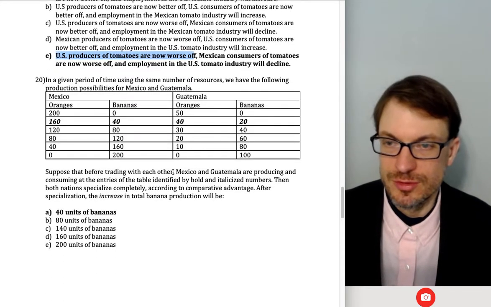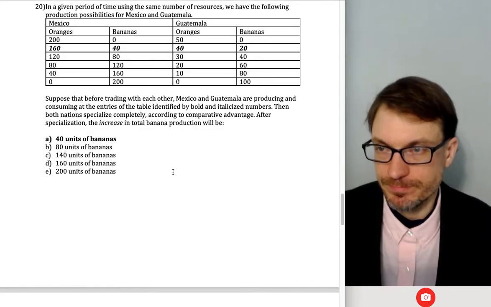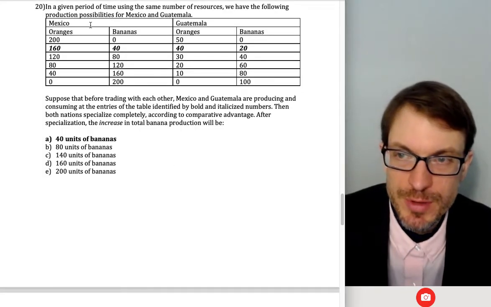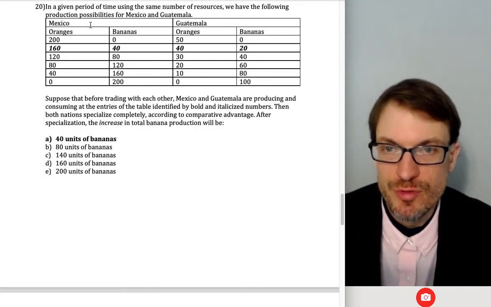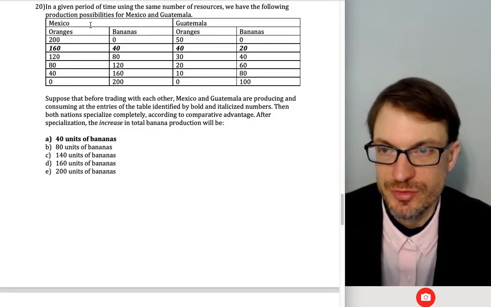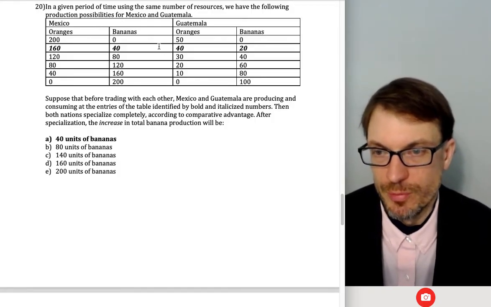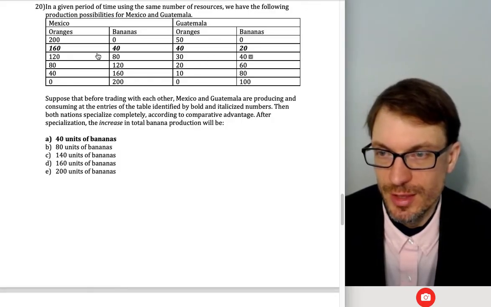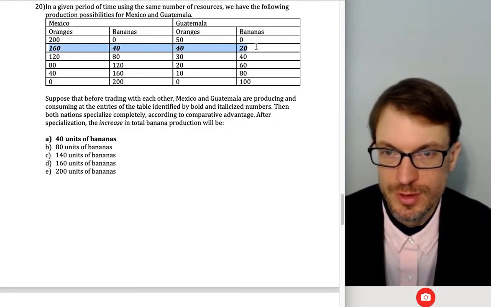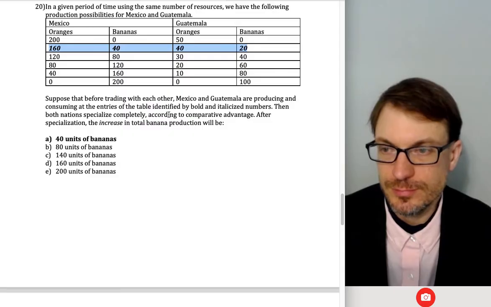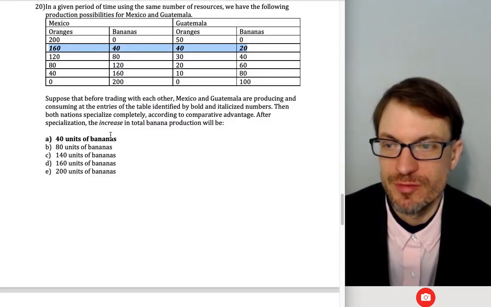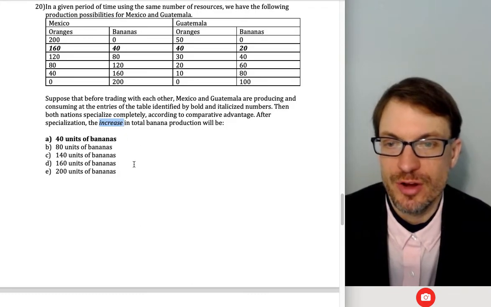Doesn't have to be tomatoes, it could be any product. All right, so in a given period of time, using the same number of resources, we have the following production possibilities for Mexico and Guatemala. Prior to trading, they're producing at this collection, in bold. Then they specialize according to comparative advantage. After specialization, the increase in banana production will be.